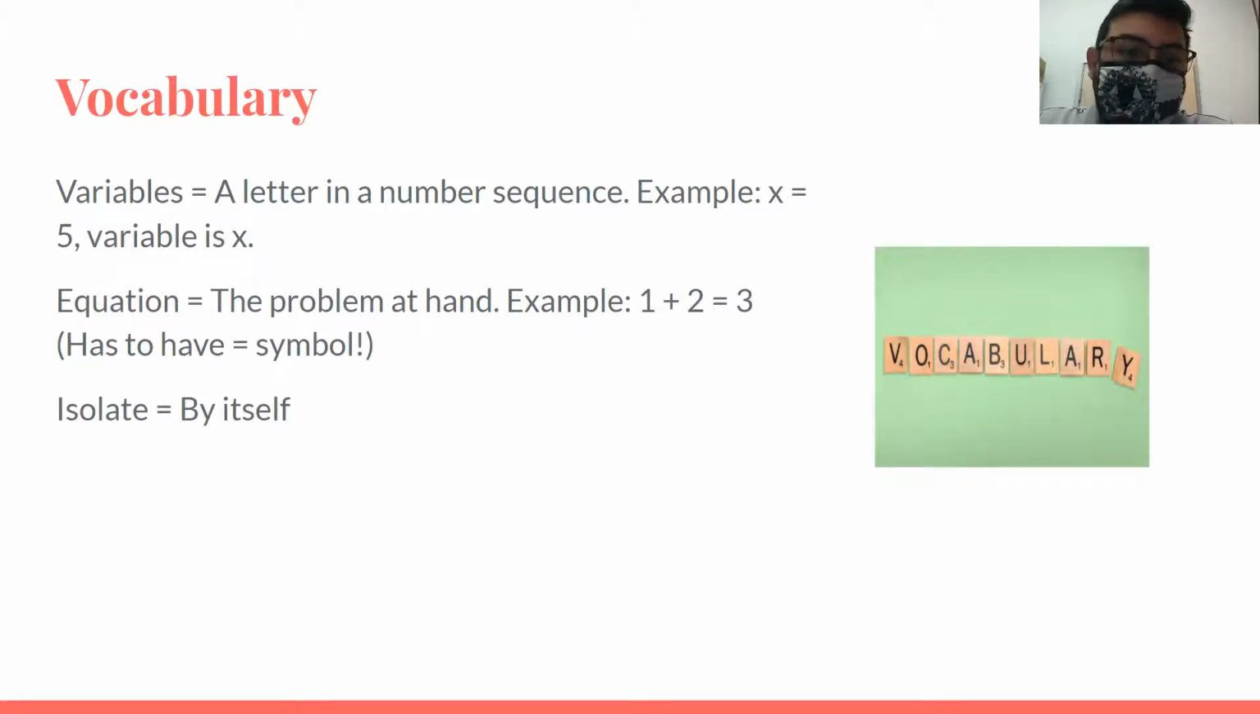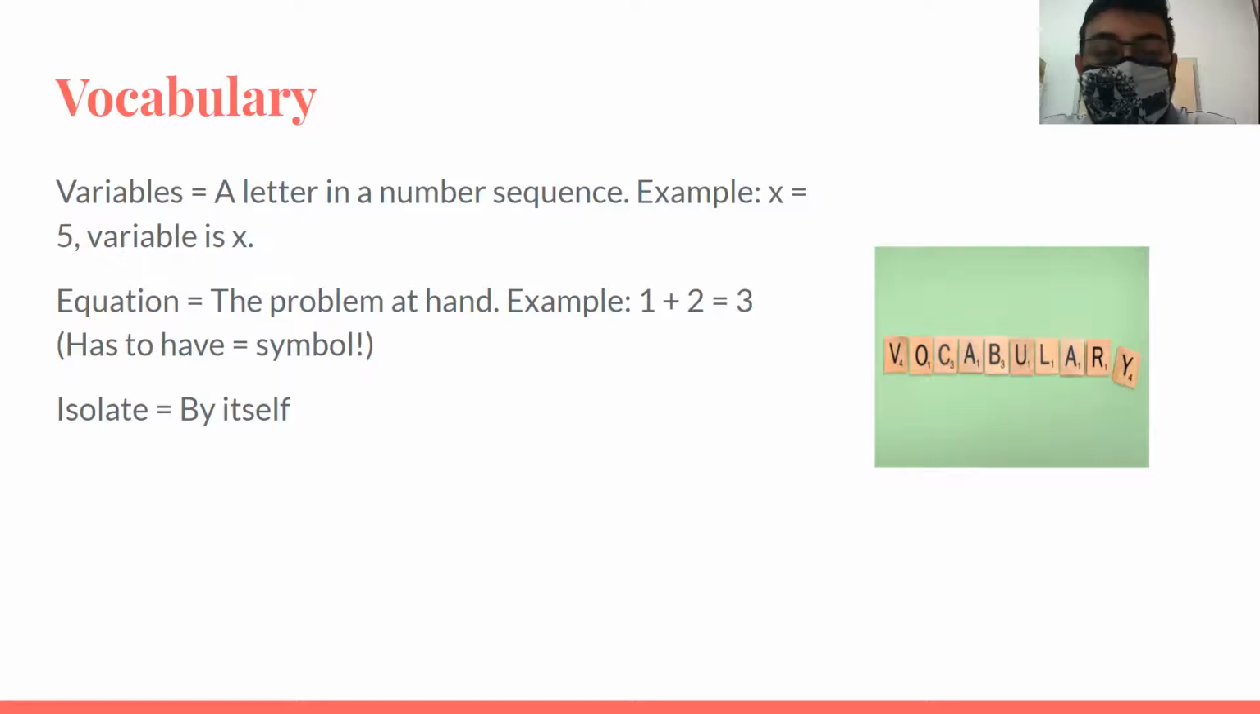An equation is the problem at hand. So for example, 1 plus 2 equals 3. That's an equation. You'll see other equations in terms of formulas, like y equals mx plus b, or the quadratic formula. But anytime you see an equal sign, that means it's an equation. So a squared plus b squared equals c squared. 4 plus 5 equals 9. These are all just equations. It's just a fancy word for the problem.